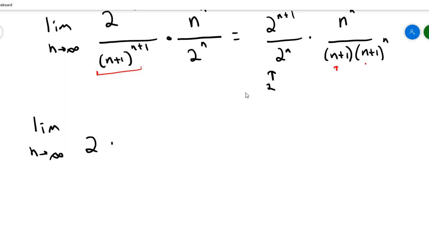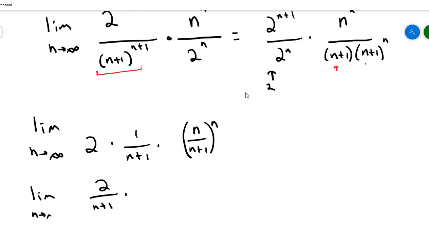I've still got that 1 over n plus 1, but look what happens to the last piece. The last piece I can write as n over n plus 1 to the n, right? So I'm going to take those two exponents that are on the outside and pull them outside of a set of parentheses. Well, this gives me 2 over n plus 1 times n over n plus 1 to the n. It turns out that that second piece is actually something kind of special.